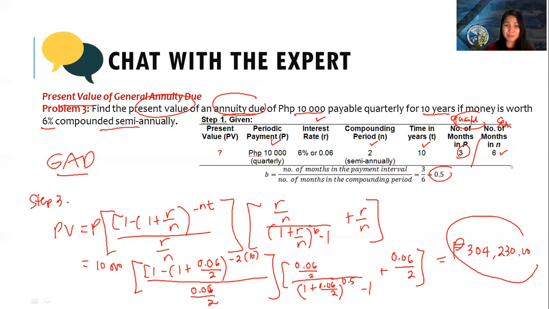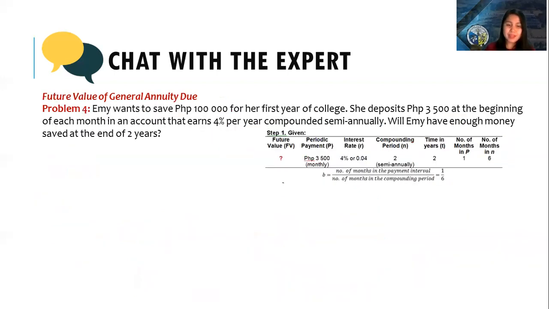Let's go to problem number 4. Amy wants to save 100,000. That's a future value. This is to save 100,000 for her first year of college. She deposits 3,500. That's the periodic payment at the beginning. Annuity due of each month. That's monthly, so only 1 month.